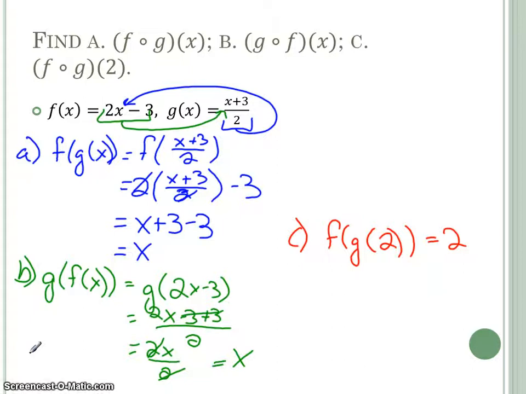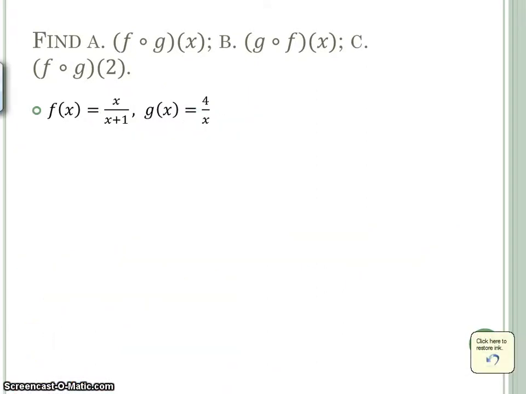All right, so that was a pretty nice fraction because it didn't have a variable in the denominator. We're going to look at one more pair here, where again there are fractions, and again you guys are thinking, oh, so much worse than what it really is. It's not that bad. So same deal. We want f of g of x, g of f of x, and f of g of 2. And this time our f of x equals x over x plus 1, and g of x equals 4 over x.